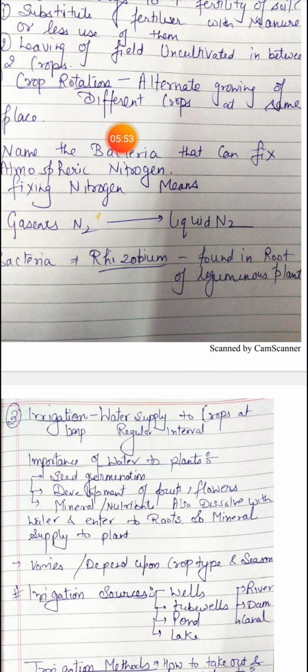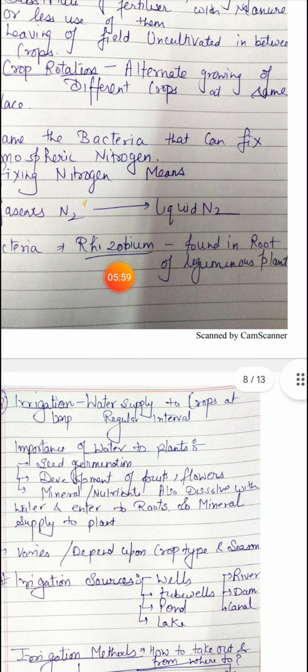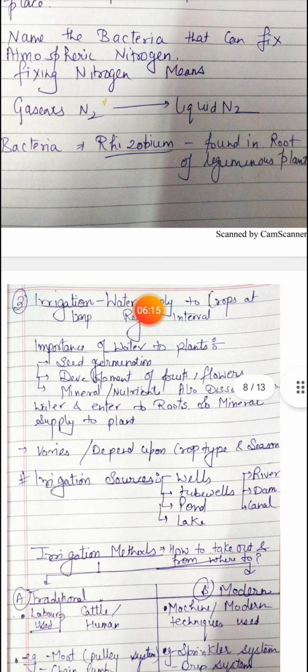Who will do it? Bacteria. So one name of the bacteria is given, that is rhizobium. That rhizobium is present in some plants, and it will change the gaseous nitrogen into liquid nitrogen. What is it doing? It is changing the gaseous nitrogen into the liquid nitrogen.